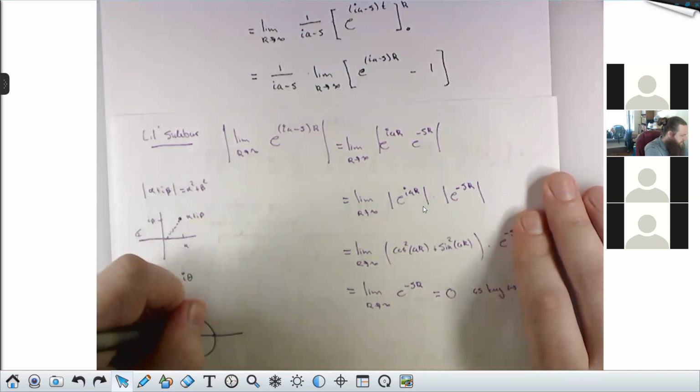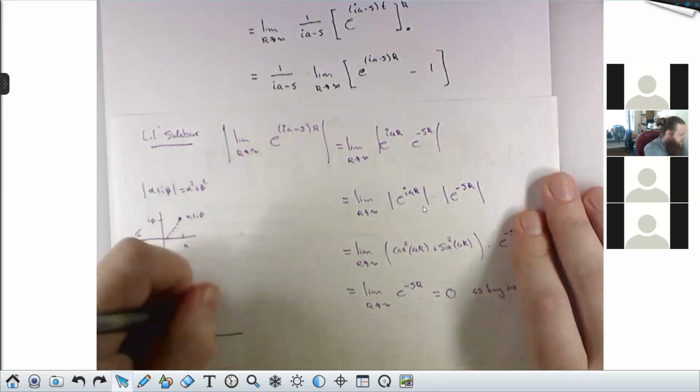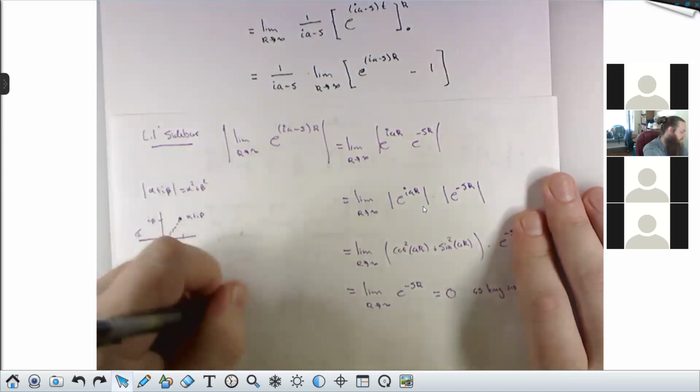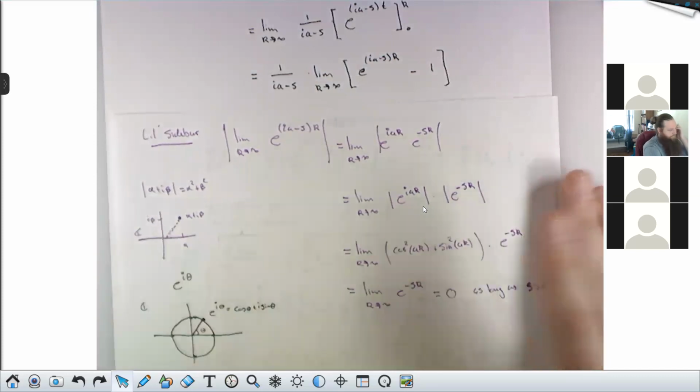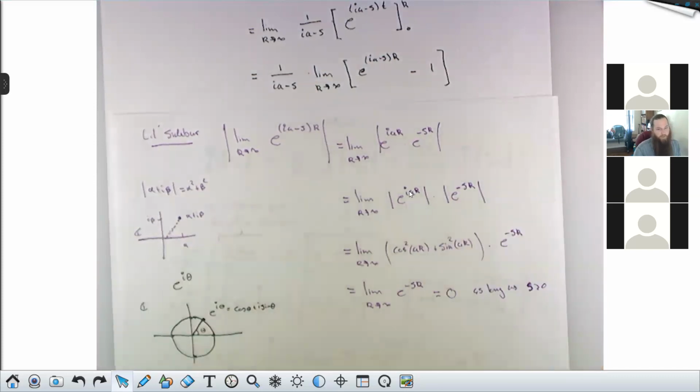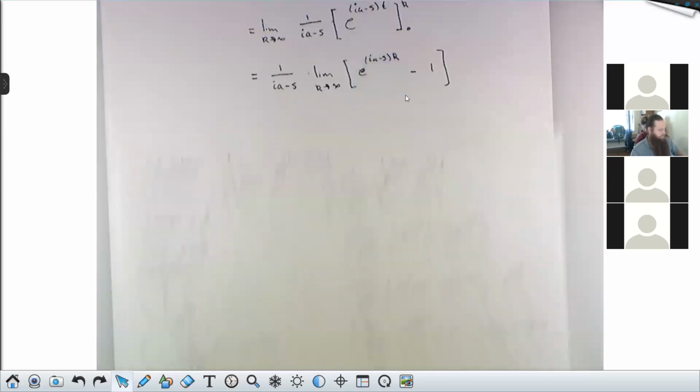And if theta is a real number, then this point right here on the complex plane is e to the i theta, because it's cos theta plus i sine theta. So e to the i theta is the unit circle in the complex plane. It's beautiful. I just love it. Anyway, this piece goes to 0, this piece is 1, so this whole thing goes to 0 as long as s is positive, the condition we need for this, which means this is 0, as long as s is positive.